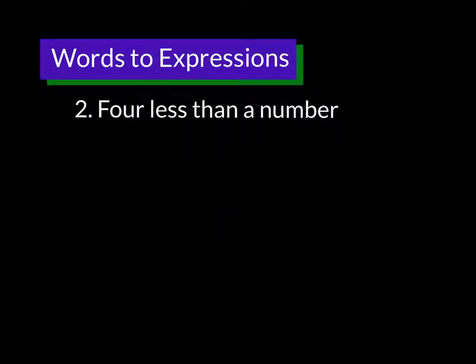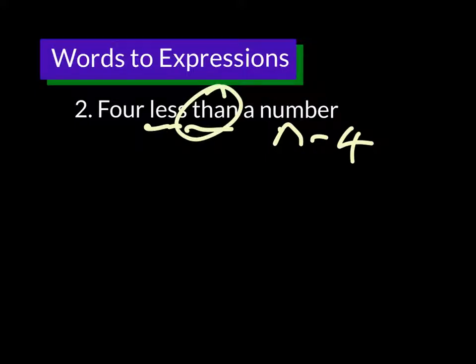2. 4 less than a number. Less indicates subtraction, and since it's 4 less than, it means minus 4. So the expression is n, we've got the number here, minus 4. Now often when you have the word than, especially with subtraction, it means that you should reverse the numbers. For example, here we have 4 less than a number. We express that as a number minus 4.